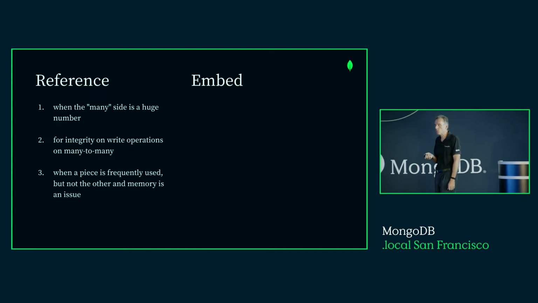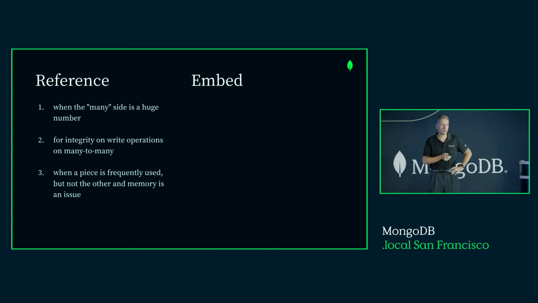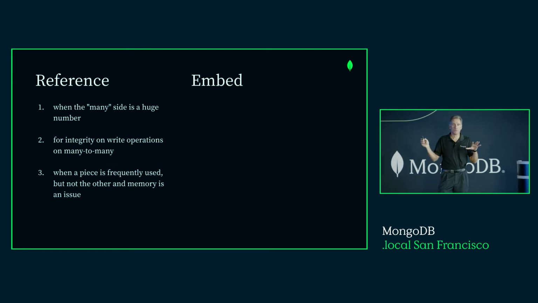OK, so what are the rules that are going to help me decide if I reference or I embed? When the many side is a huge number, you probably don't want to embed that. MongoDB is going to have to read the whole thing in memory, and if you're not using the whole thing, it's not worth it. It's maybe better to keep things separated.